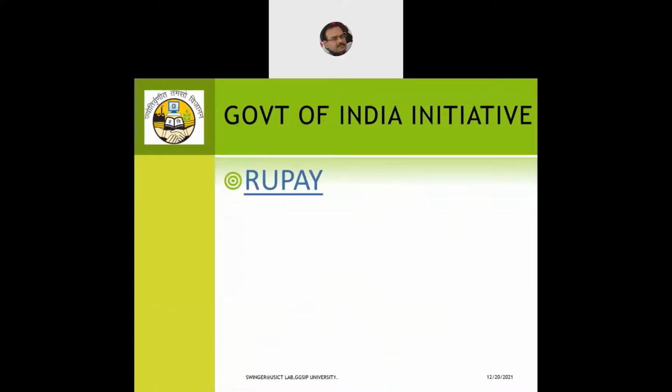Now, when we talk of government of India initiatives, they have taken a lot of initiative in managing money in terms of digital payments. Like Rupee is one of them. So you can go to this site rupee.co.in.